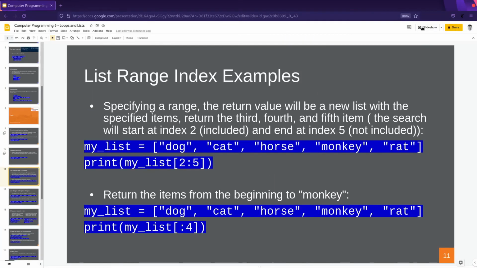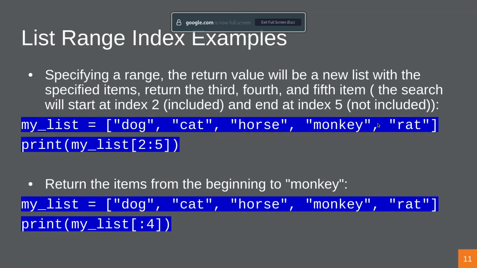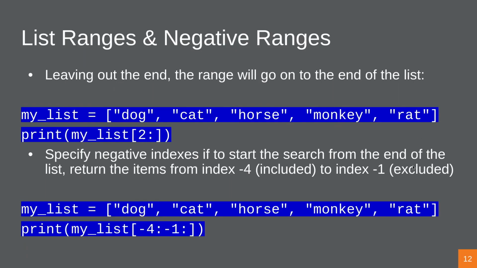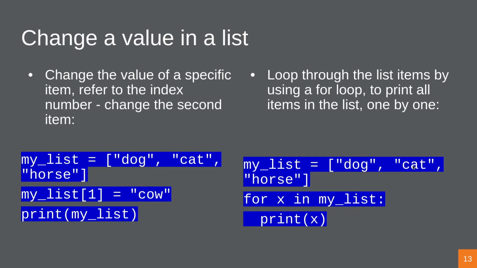We can add new stuff to the list and take stuff away as well. Let's go to some examples of that. So there are just some examples of looping over a list. For x in my list, print x.